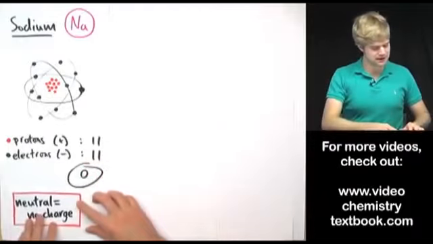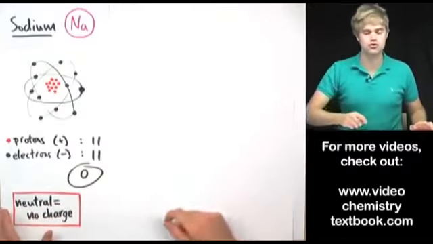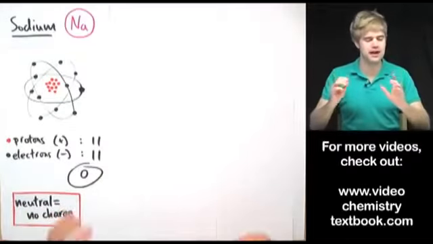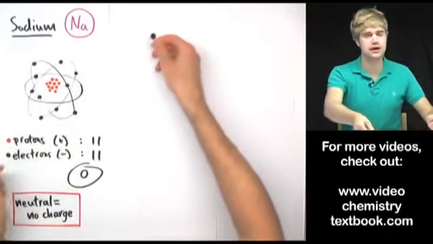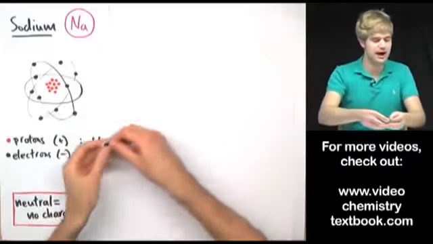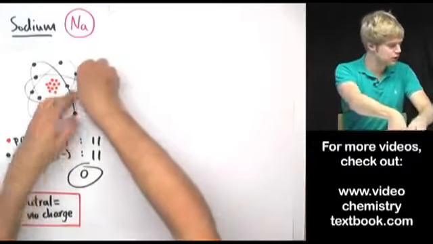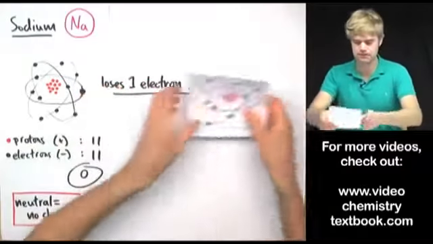And so something that has no net charge, like this sodium atom, we call it neutral. Okay? But here's what can happen in sodium. You see this electron right here? It can lose this electron. It can lose it, and it flies off and usually goes into another atom. So let's look at what happens when this electron here gets lost.